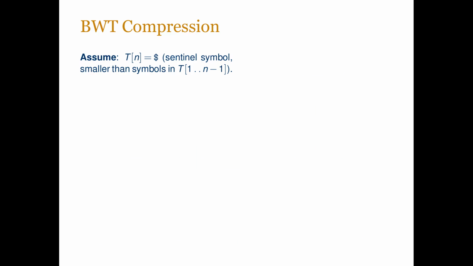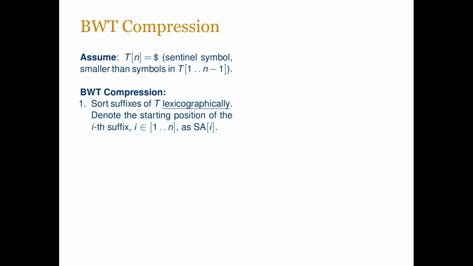Let us now define the BWT compression. Let t be a string of length n. We assume that the last symbol of t is a special sentinel symbol denoted with a $, that is strictly smaller than all other symbols in the text. The Burrows-Wheeler compression is defined as follows.